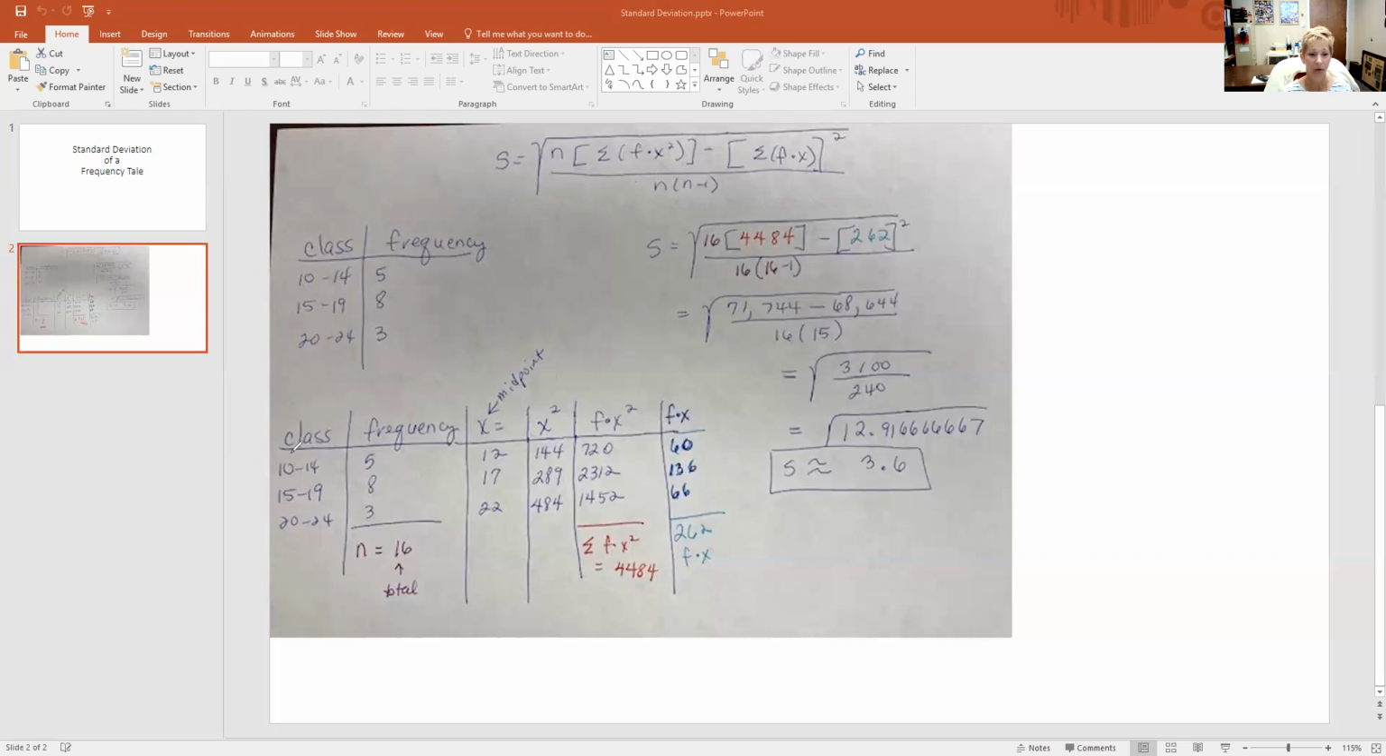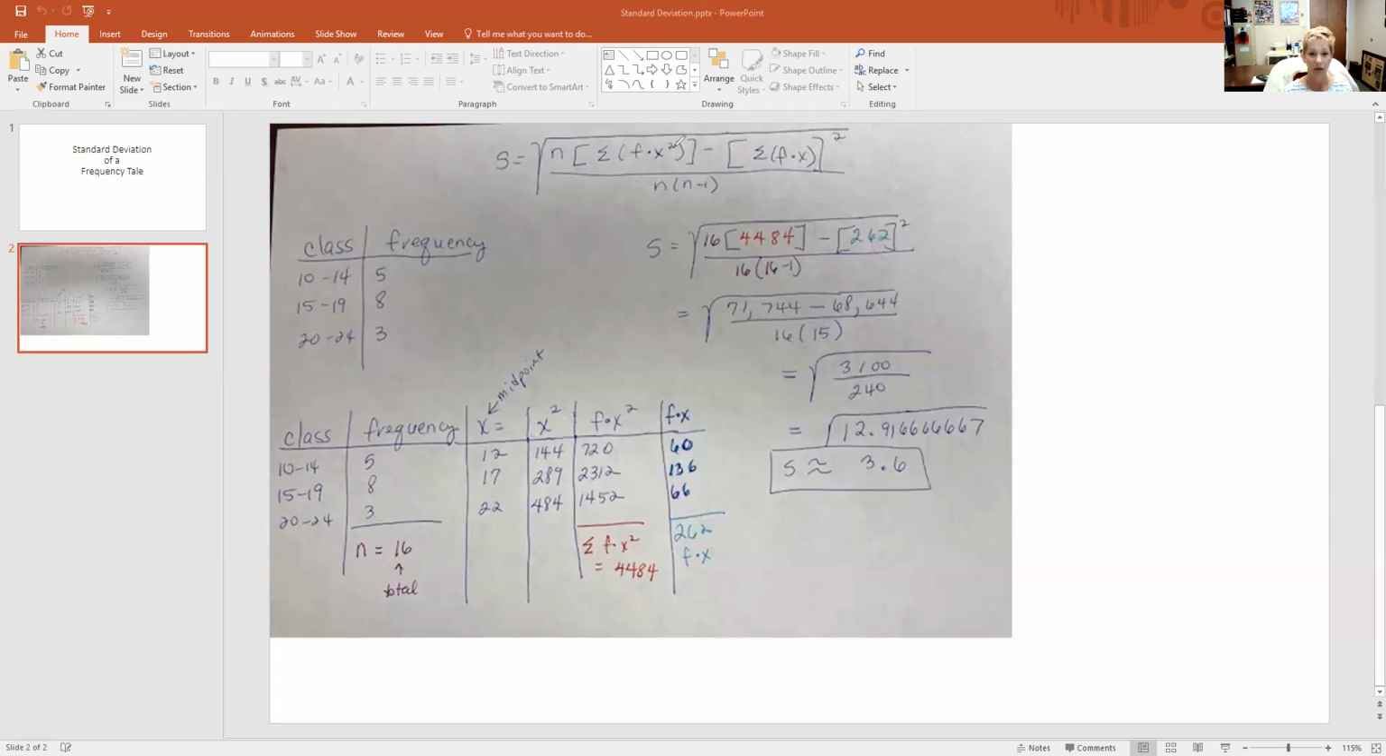So remember how you get midpoints. You take the lower limit and the upper limit and you add them and divide by 2. So 10 plus 14 is 24, and divide that by 2, you get 12. You can look back in your notes and review how to find a midpoint if you don't remember. So 17 is the midpoint of this class, and 22 is the midpoint of this class. It's halfway between 20 and 24. But I don't need just my X's, I need the squares of my X's. So 12 times 12 is 144. 17 squared is 289, and 22 times itself is 484.